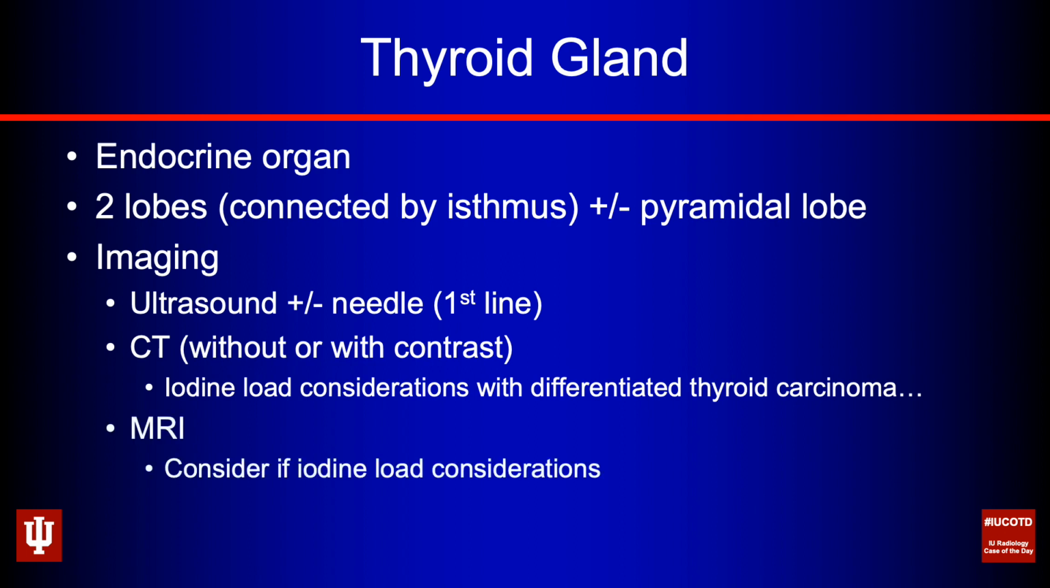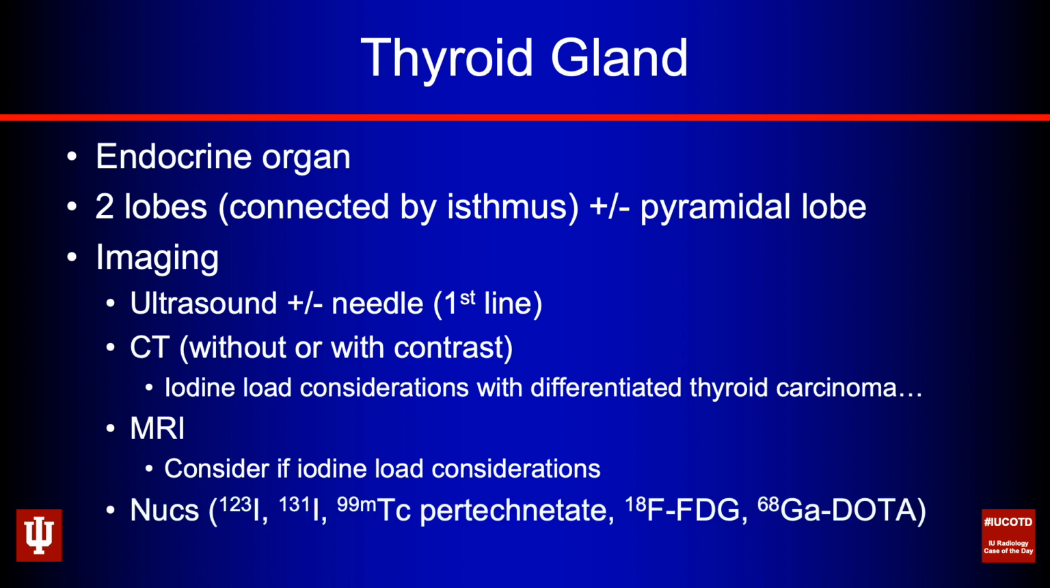We do use MRI, really pretty frequently anymore, looking at the thyroid in patients with differentiated thyroid carcinoma, particularly those who have iodine considerations. And then nuclear medicine also plays a very, very important role here. As you can see, there are lots of agents: I-123, I-131, Tc-99m pertechnetate, as well as FDG, and more recently, DOTA.